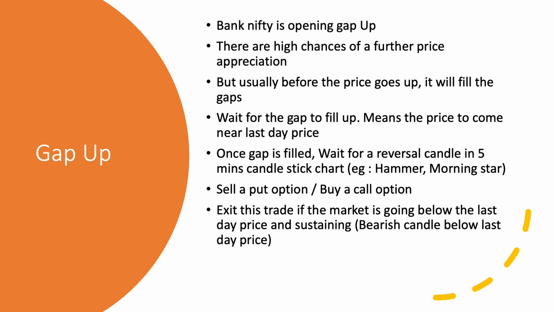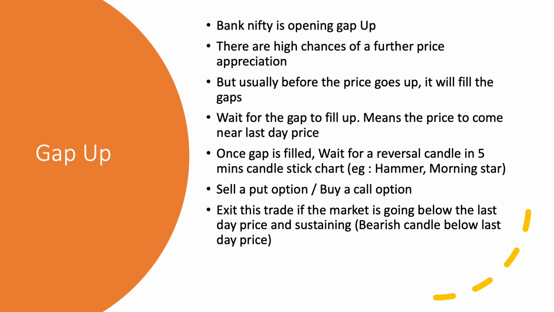What will happen, we open gap up, it will come down and fill the gaps. Usually if it closed at 43,300 yesterday and is opening at 43,400, a 100-point gap, then it will come back to around 43,300 somewhere nearby. So the same thing, you wait for that gap to fill, and a reversal candle.